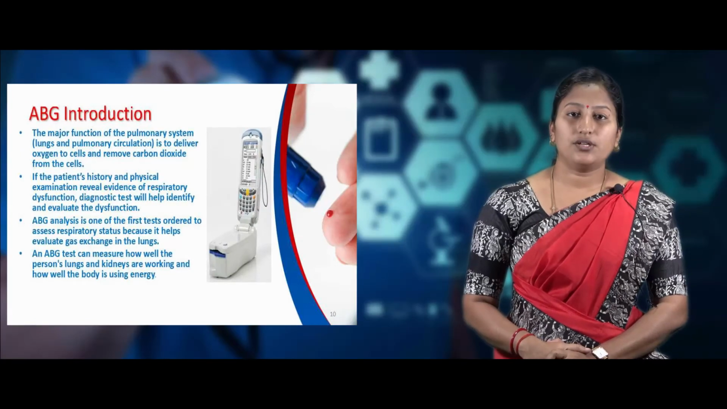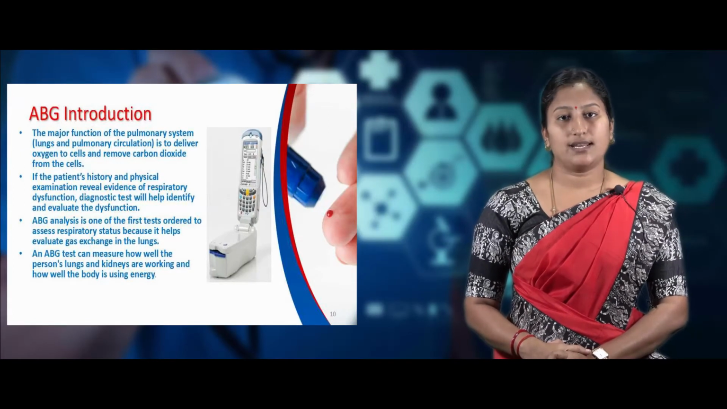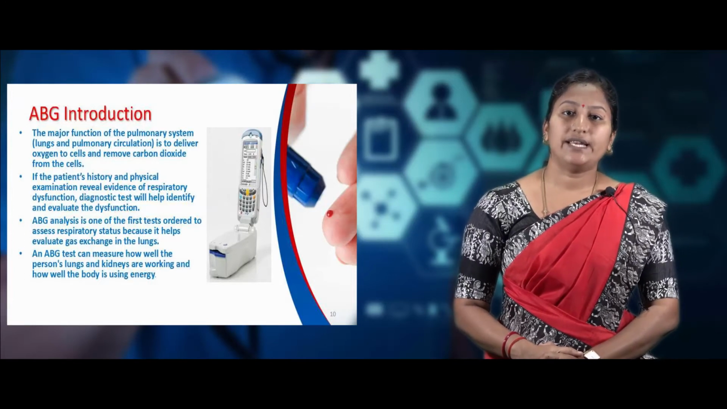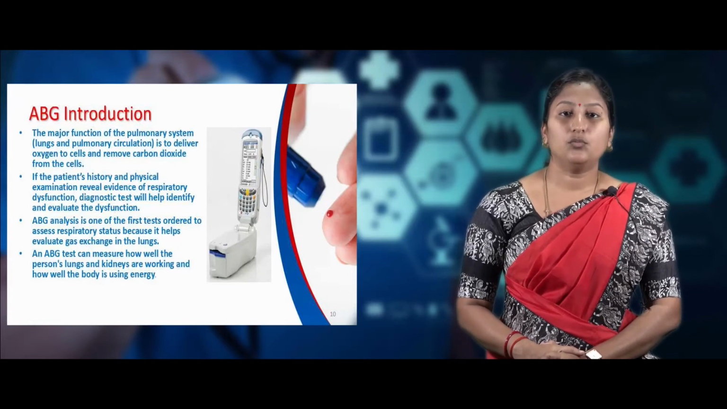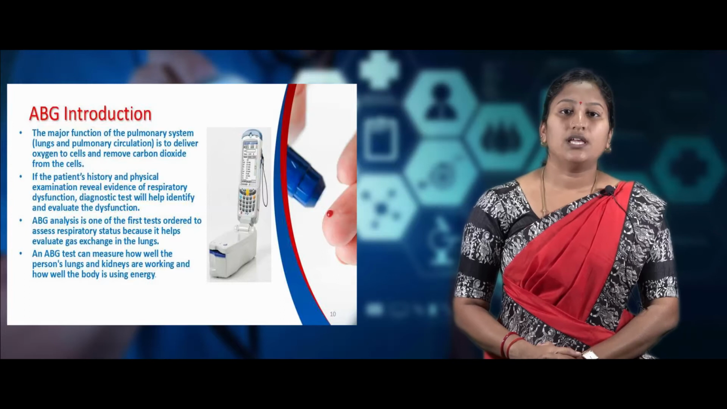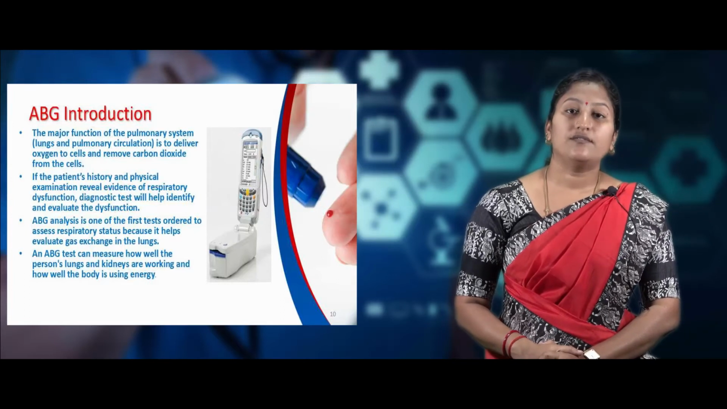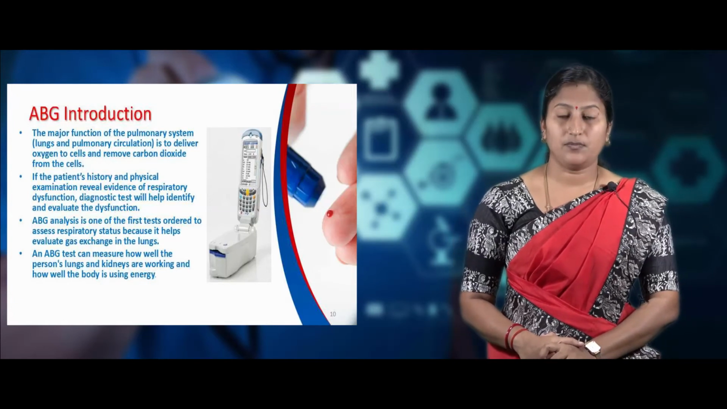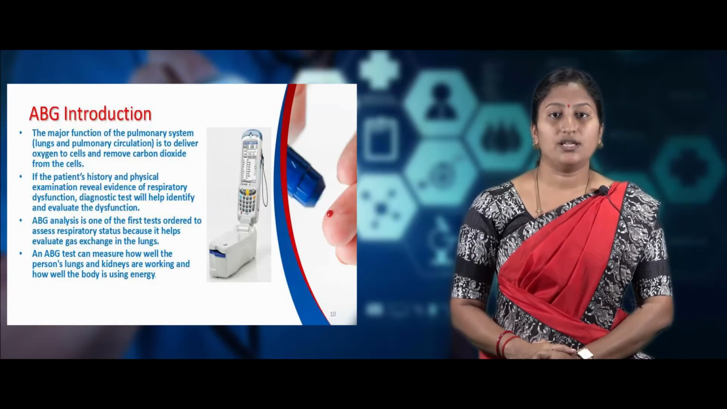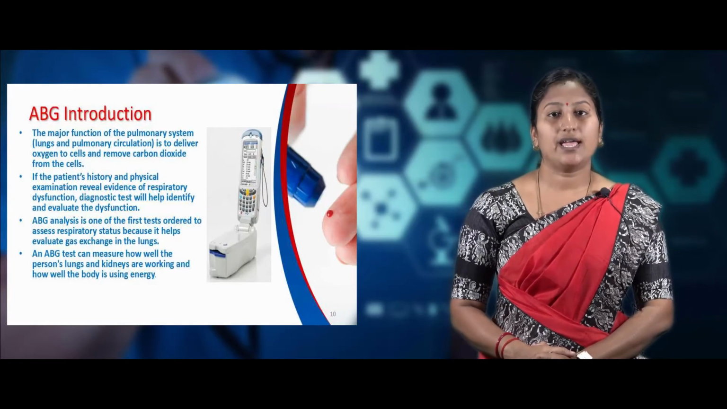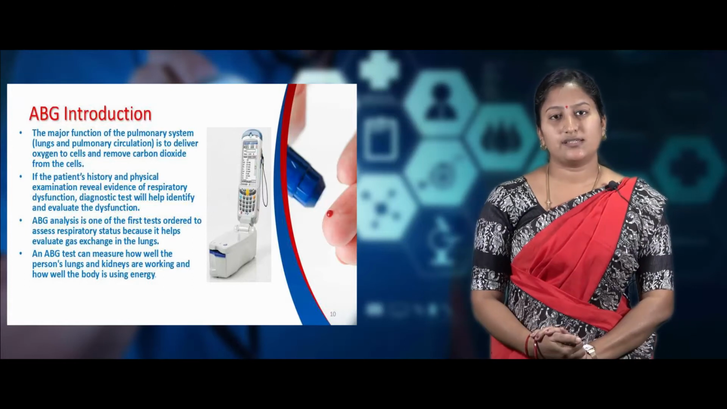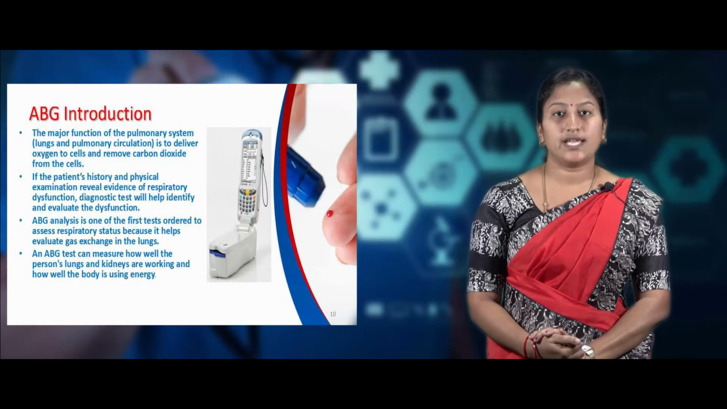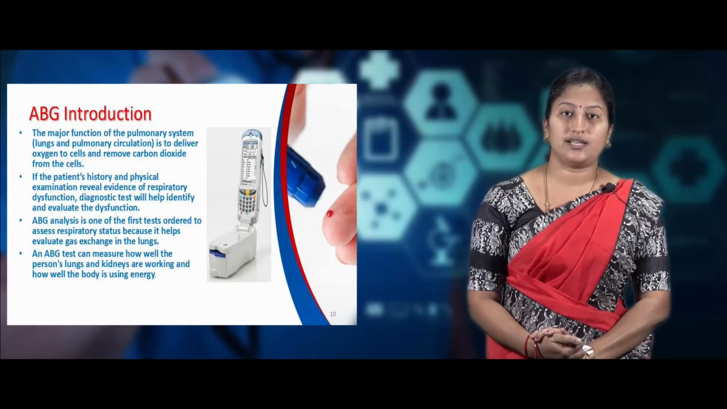The next device we are going to discuss is the arterial blood gas analyzer. The major function of the pulmonary system is to deliver oxygen to the cells and remove carbon dioxide from the cells. If a patient's history or physical examination reveals a dysfunction in the respiratory system, then examination will help to identify and evaluate the dysfunction. ABG analysis is one of the first tests ordered to assess the respiratory system because it helps to evaluate gas exchange in the lungs.